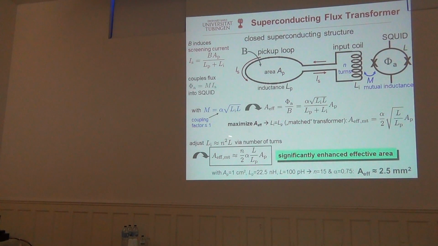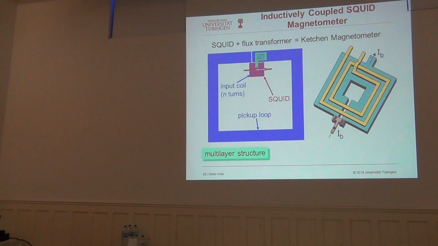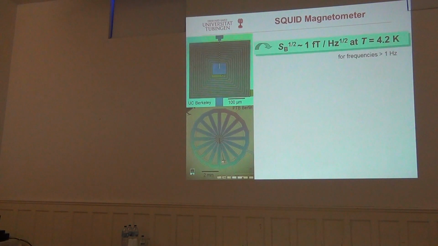And this input coil inductance is for strong coupling just given by the square of the number of turns times the SQUID inductance. So this at the end gives you expression for the effective area, which can now be significantly enhanced. For putting in some numbers, you get now of the order of some millimeter square instead of 100 micron square. And so this is just a schematic how this then looks like. So essentially you make this washer type SQUID because you want to place a multi-turn input coil on top of that. And this input coil is then connected to this pickup loop.